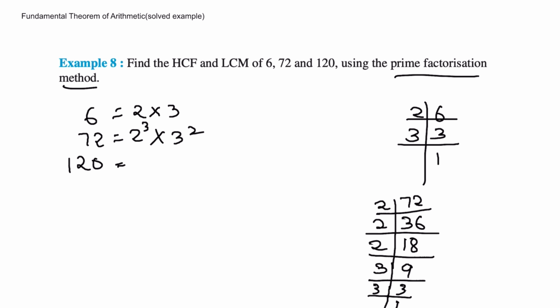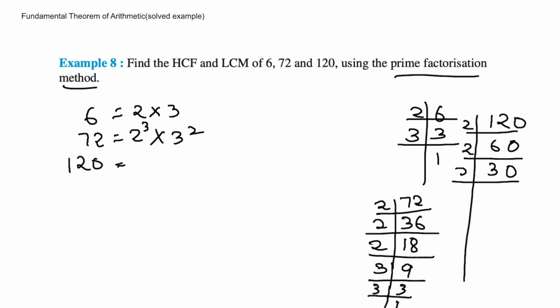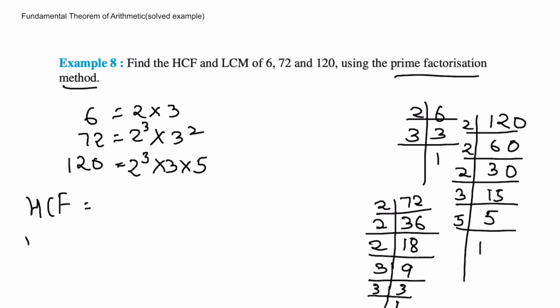Okay, great. What about 120? For 120 what we can do is 2, 60 is 120, then 2, 30 is 60, then 2, 15 is 30. Then for 15, the lowest prime factor that would divide 15 is 3. So 3, 5 is 15. And for 5, as it's a prime number, you will use 5 once again. This becomes 1. So for that, we have 2 to the power 3 into 3 into 5. Now the question is how to find the HCF and LCM from this prime factorization that we just did.